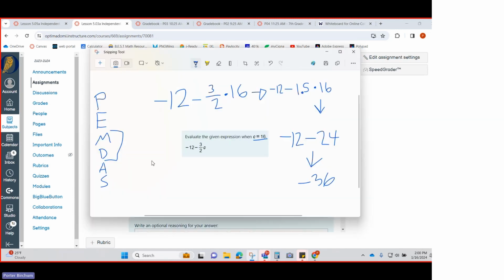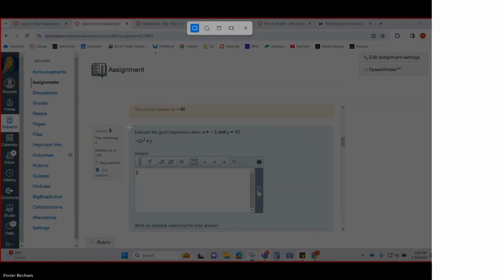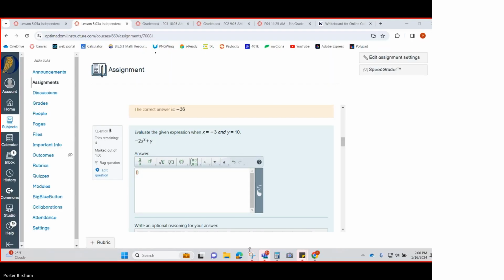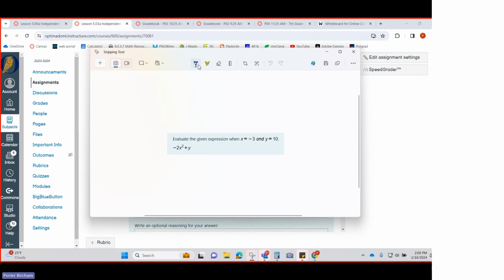Question 3. All right, for this question, my first step, I'm going to copy the expression down exactly how it is. X squared plus y. Okay. What does it mean when there is a number right next to a letter? Nice. It means times. So I'm going to put a multiplication dot there.